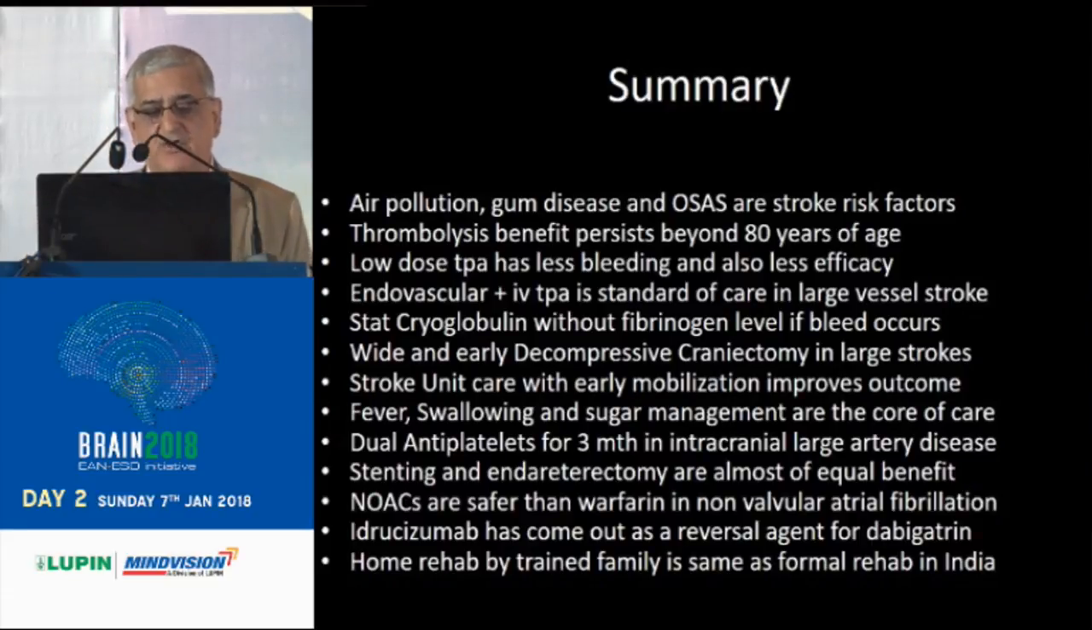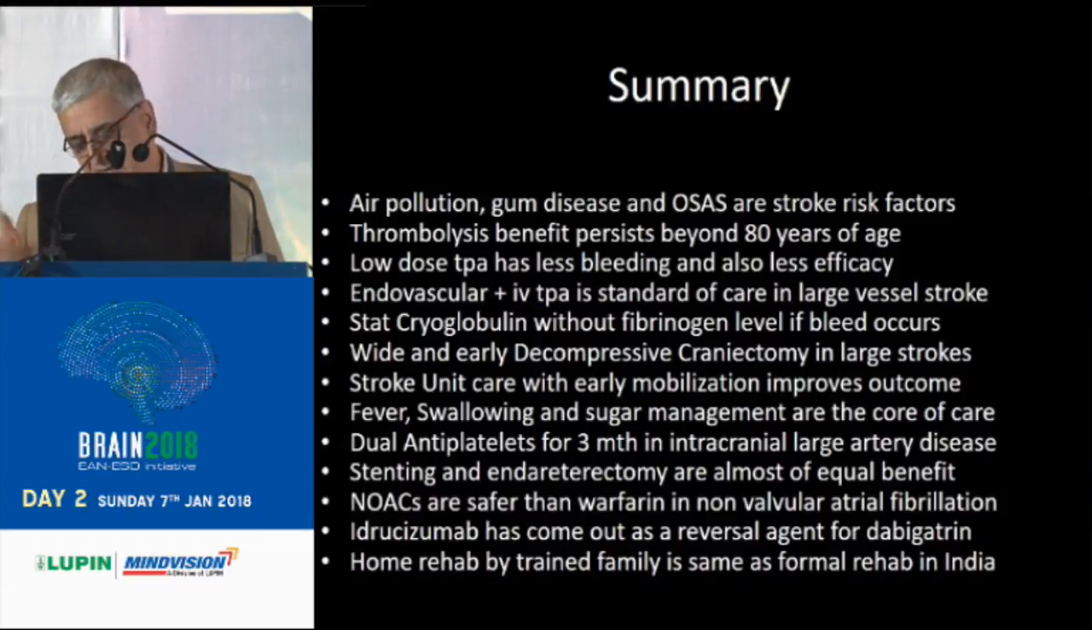And home rehabilitation by trained family is same as formal rehab in India. So it may not be a bad idea to teach the family members how to do rehabilitation and depend upon their efforts improving outcome of the patient.